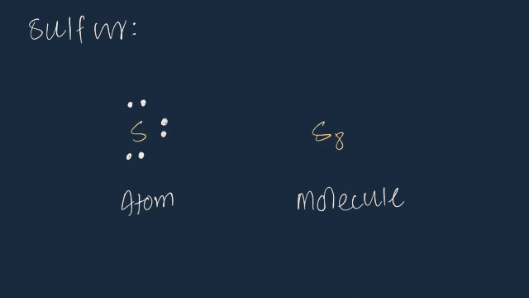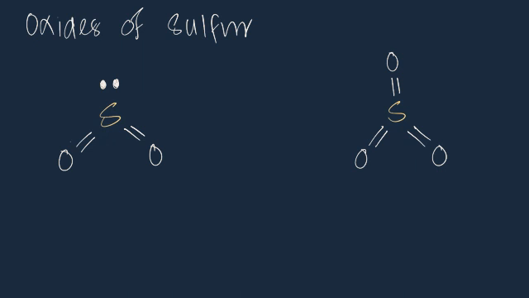Sulfur is from group 6 of the periodic table. That's why it has 6 outer electrons. And when sulfur forms a molecule, it forms a molecule with 8 atoms. Sulfur has two oxides, sulfur dioxide and sulfur trioxide. And they're both pollutants, and we just saw how they end up polluting our environment.